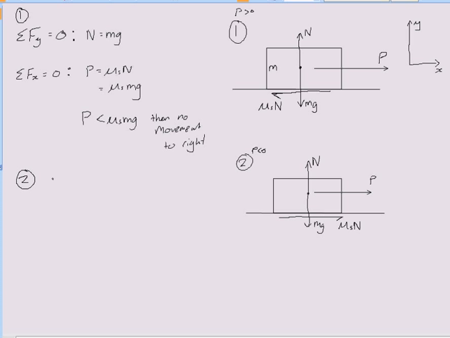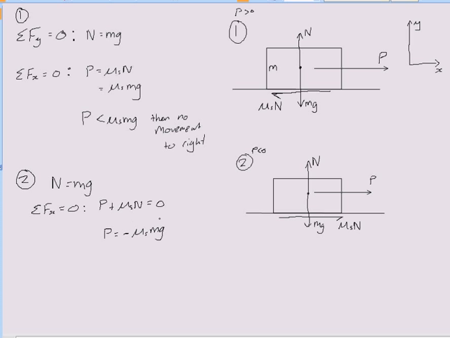We know that N is equal to mg, since the sum of forces in the y direction is still 0. But for no movement to occur, the sum of forces in the x direction has to be equal to 0. That implies P plus mu_s N must be equal to 0, because P and mu_s N are in the same direction now. So P is equal to negative mu_s mg, which is very similar to the result we got here.